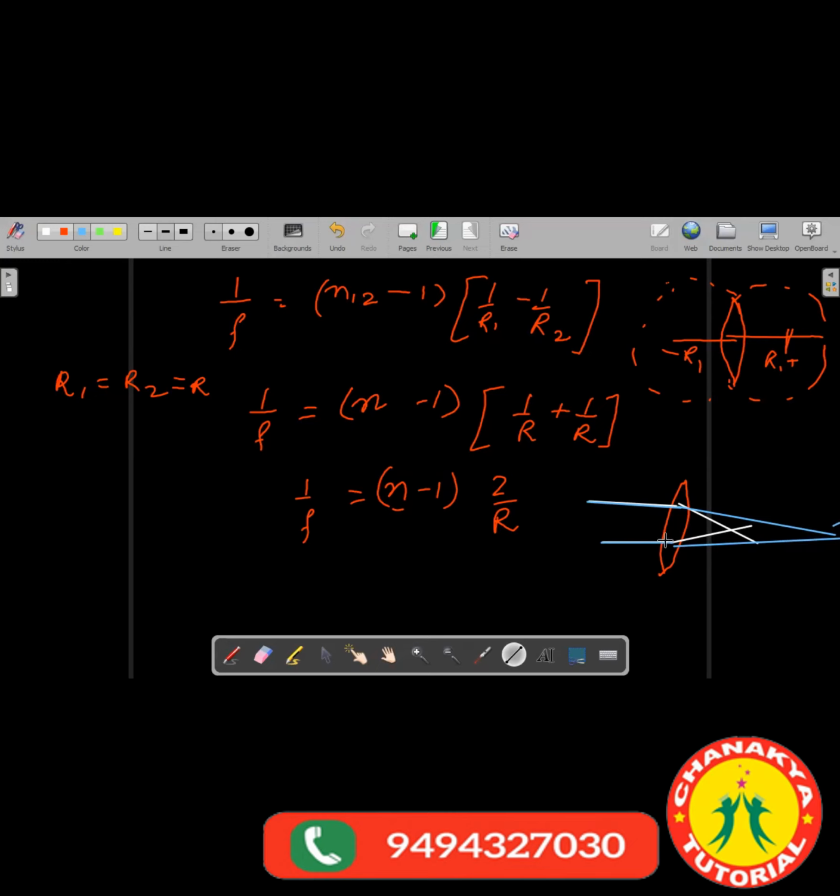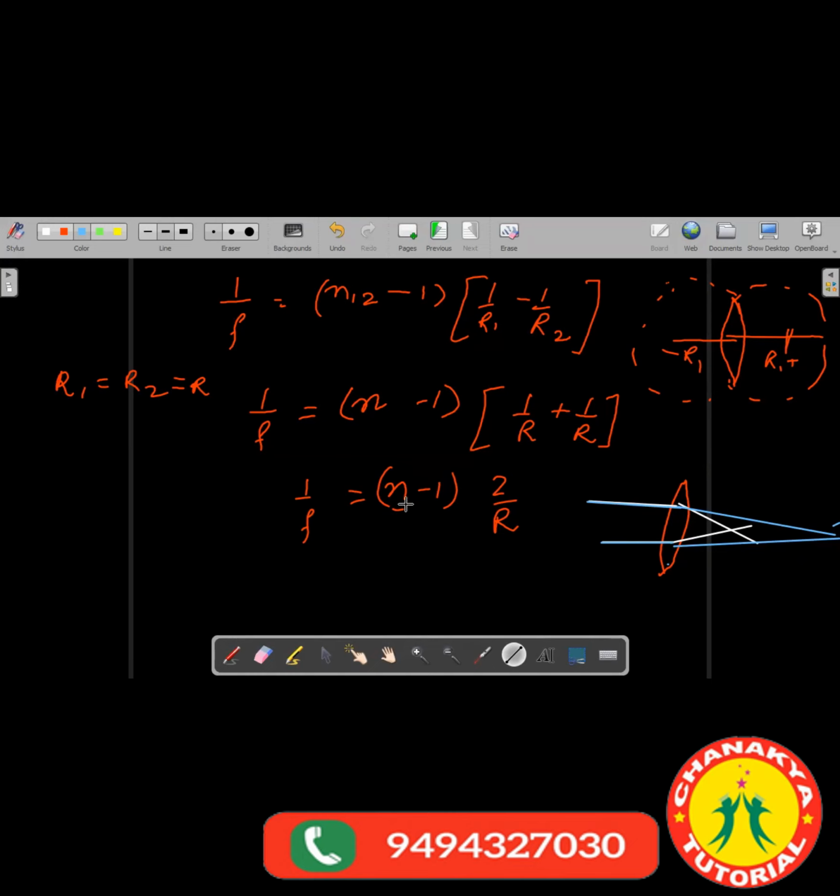And then what will happen if the refractive index of the lens and the surrounding medium is the same? Can you guess what will happen if the refractive index of both the media is the same? Whatever is the refractive index of the lens, the same is the refractive index of the surrounding material. So will there be any refraction taking place? No, sir. Then there will not be any refraction taking place.